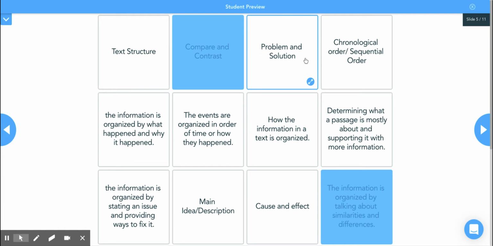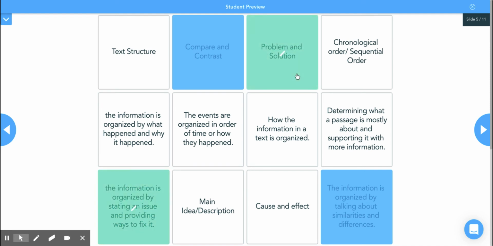The second one that we're going to talk about is problem and solution. Problem and solution kind of explains itself. There's a problem that's going on in the story and a solution that's posed, or maybe more than one solution, okay? So for this one, looking for it, here it is. It's the information is organized by stating an issue or a problem and providing ways to fix it, to solve it, okay? So problem and solution and solving an issue, okay?